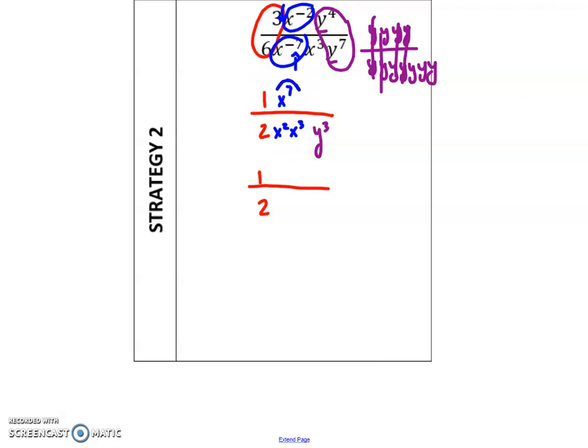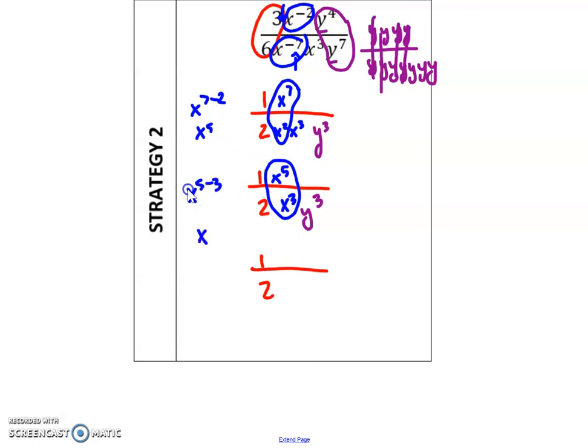do all of this at once, but if that confuses you, just do one at a time, right? So this could be x to the 7 minus 2, which is x to the 5th. So I would have x to the 5th, and then I still have that x cubed, and then I have y cubed, right? Okay, but I'm not done. Remember, we want all the variables simplified all the way. So if I do the quotient rule one more time, x to the 5th minus 3 gives me x squared. That's in the numerator because I have more up here than down here. And then my y cubed stays in the bottom.